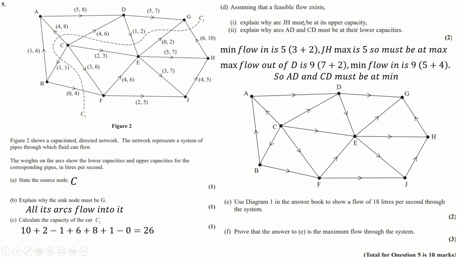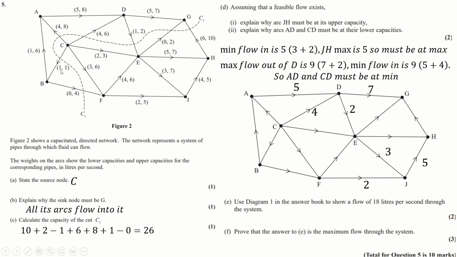Use diagram 1 to show a flow of 18. Now here, just take all the information they've given you to start with. So we know, for instance, that JH must be a maximum, so we can fill that in, which means these two are at minimums. And then the next bit we learned was that this is also at maximum, which means these two are at minimums. So we can start there. So we have quite a good start here to go with. And then we just fill in the rest of it.